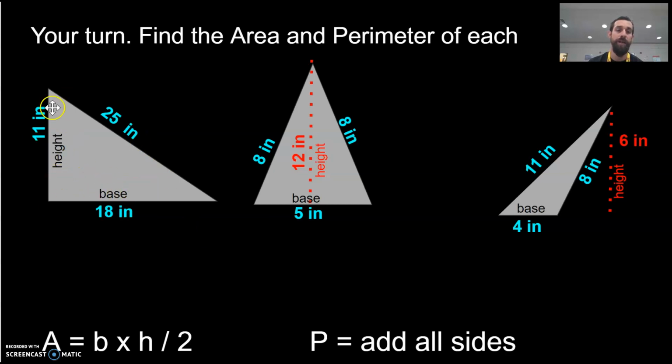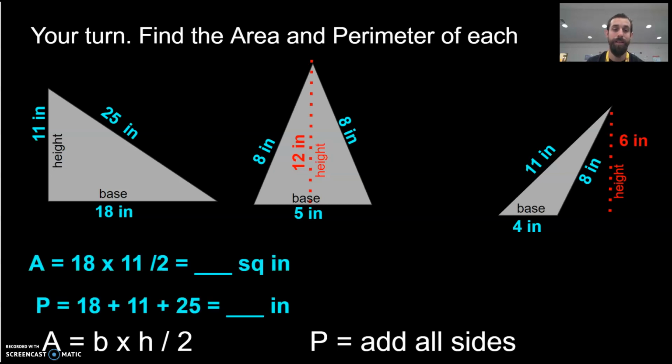Base is 18, height is 11. I need you to find the area and the perimeter. Okay, I'm going to help you out here. Here is the formula. Write it down. Okay, here is your formula.